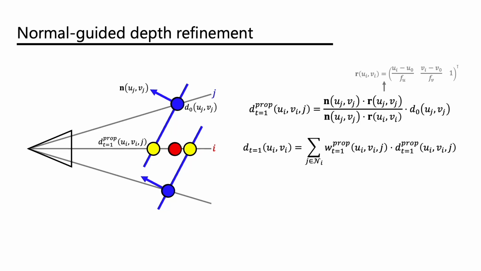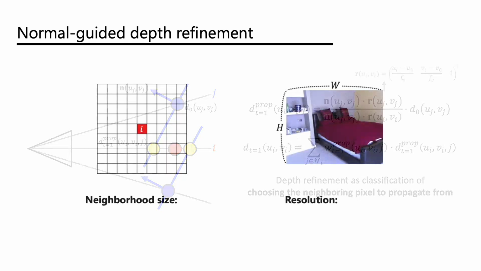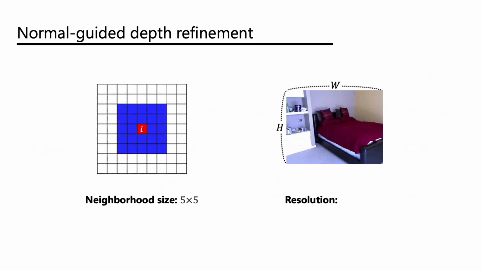times. In other words, we can formulate depth refinement as classification of choosing the neighboring pixel to propagate from. For neighborhood size, we chose 5 times 5, which gave a good balance between accuracy and computational efficiency. The normal guided depth refinement is performed in a coarse resolution. This allows the network to handle long-range dependencies with relatively fewer number of iterations.